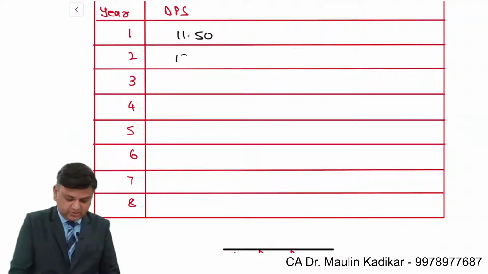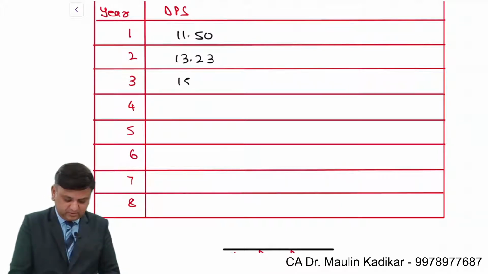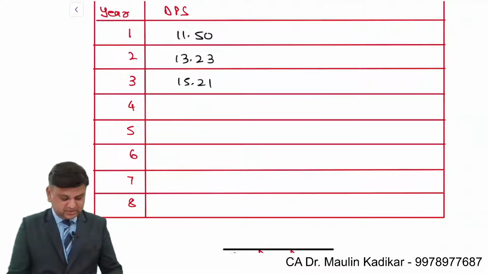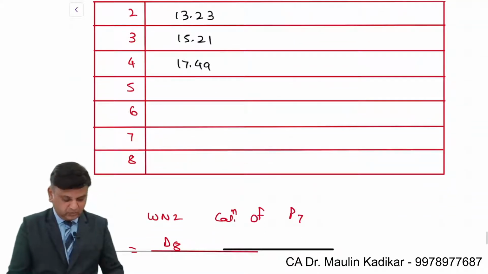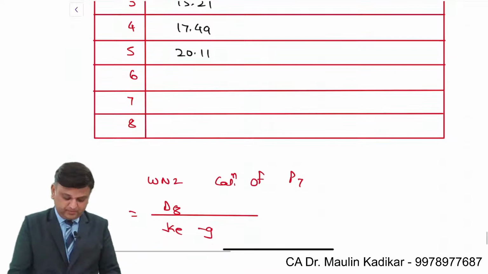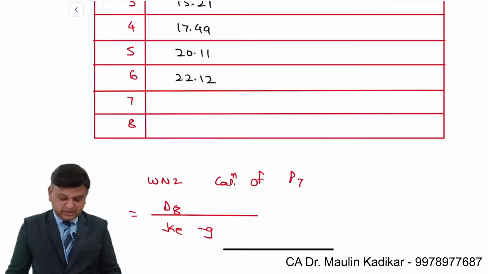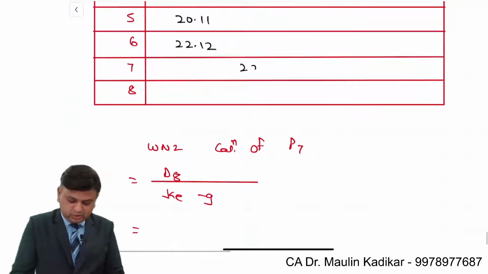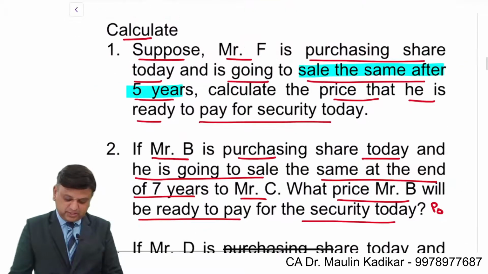Second year it is 13.23. Third year it is 15.21. Fourth year it is 17.49. Fifth year it is 20.11. Sixth year it is 22.12. Further it is growing at the rate of 10%. So 22.12 into 1.10, because the growth rate is 10% for perpetuity later on.